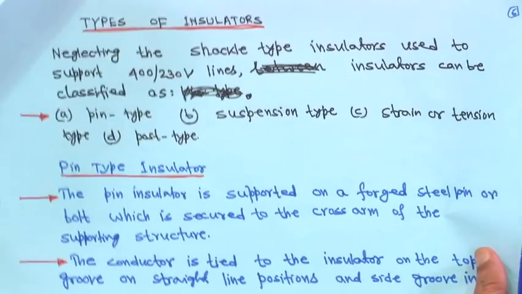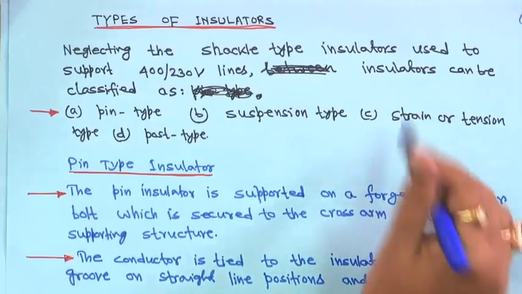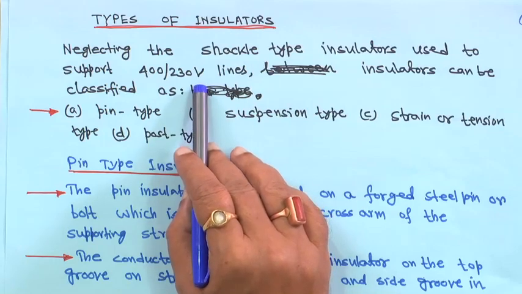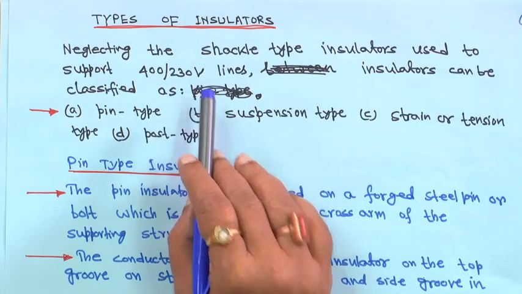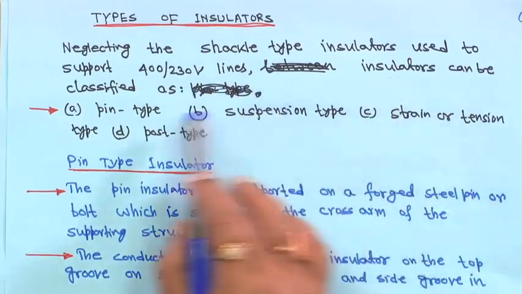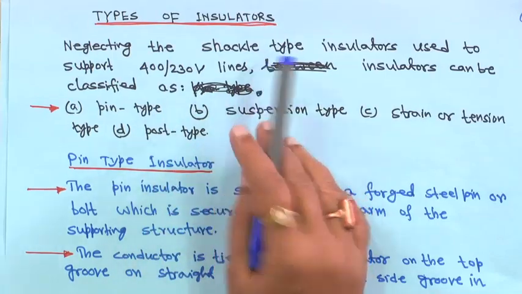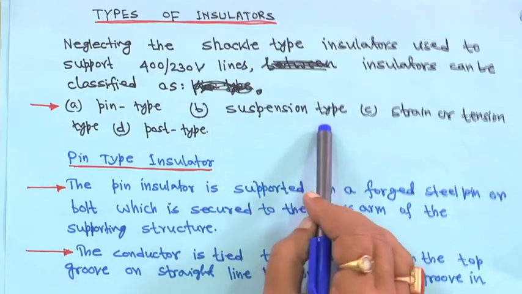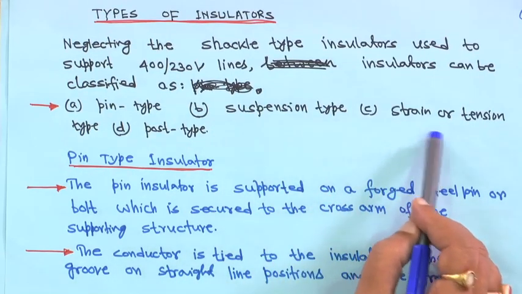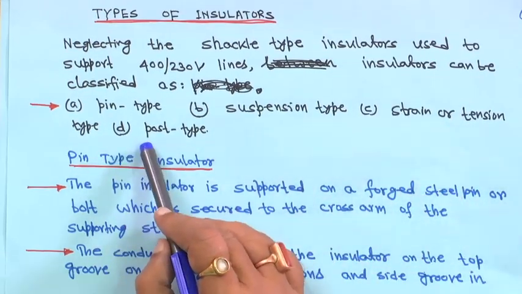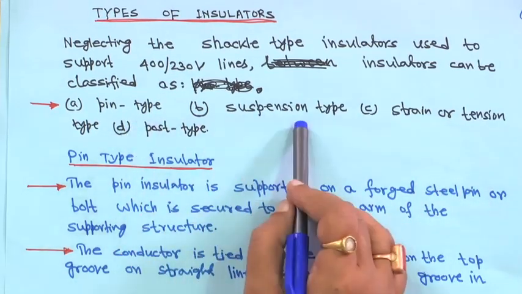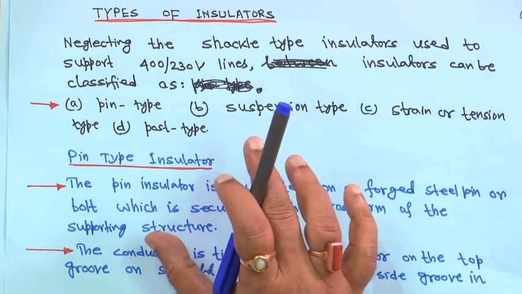Now, the types of insulator. Neglecting the shackle type insulators used to support 400 to 230 volt, which you might have seen in front of your house or in your college, line insulators can be classified. Shackle type we will not consider, a small one, right. A is the pin type, B is the suspension type, C is the strain or tension type, and D is the post type. So, strain or tension type, pin type, suspension type, we will see how these are.